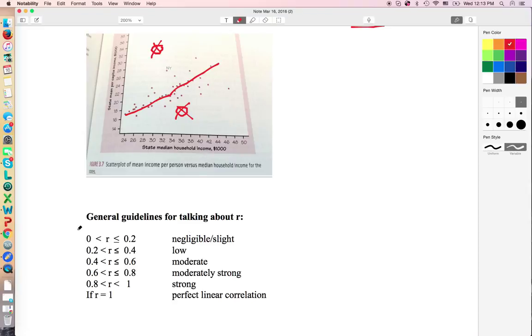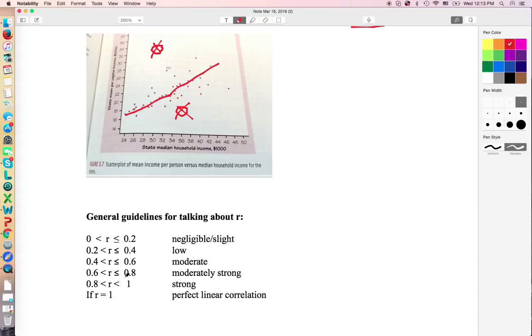And here's kind of our guidelines that we'll use. If R is between 0 and 0.2, then we say there's a negligible or slight correlation. So I'm focusing here on positives. All of these words apply if the correlation coefficient has a negative value, but you would just say a negative slight correlation or a negative low correlation. So between 0 and 0.2, we say there's a negligible or slight correlation. Between 0.2 and 0.4, we have a low correlation. Between 0.4 and 0.6, we have a moderate correlation. Between 0.6 and 0.8, we have a moderately strong correlation.